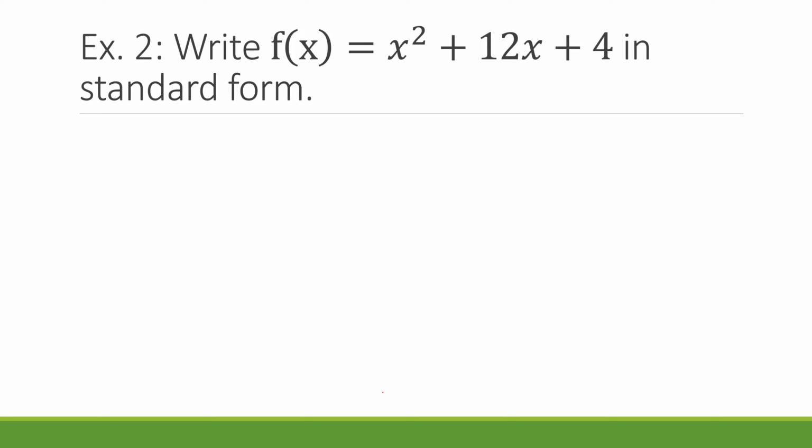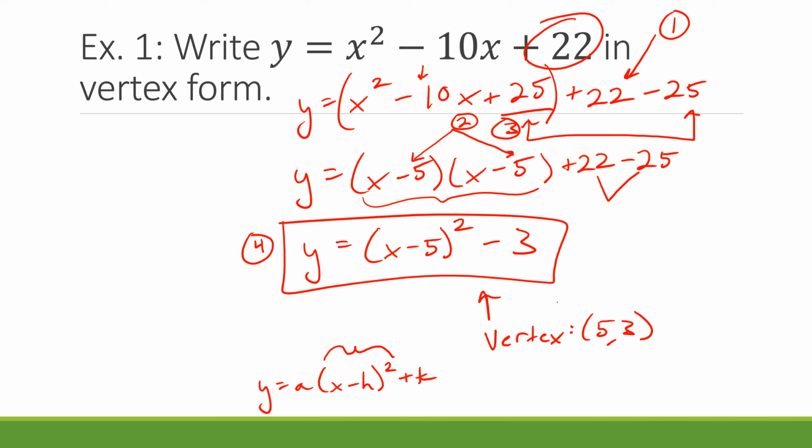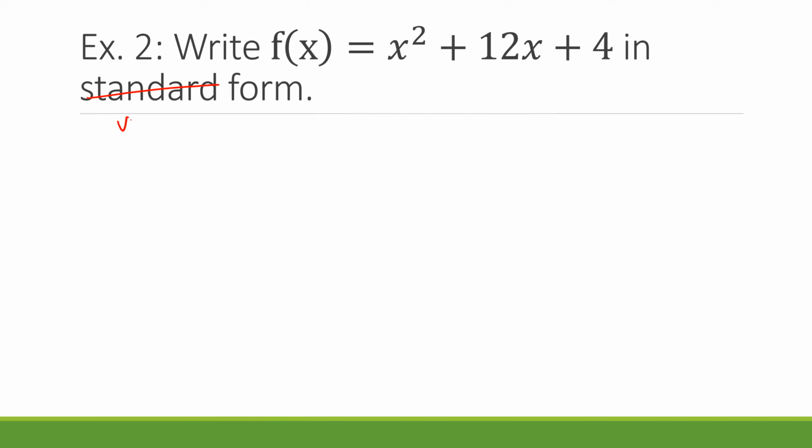Okay? So keep in mind, I'm trying to convert this to, I don't mean to say standard form, I mean to say vertex form. There we go. So remember, my goal in my first step is to get a perfect square trinomial, and this is not a perfect square trinomial. What multiplies to 4? 4 times 1, is that going to add up to 12? No. 2 times 2, is that going to add up to 12? No. So this is not a perfect square trinomial.